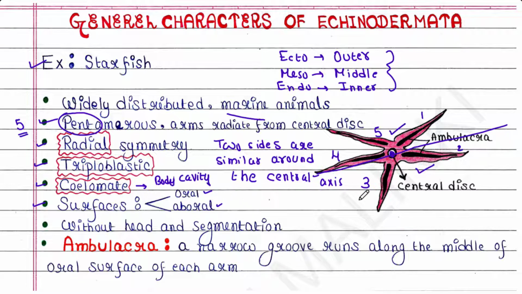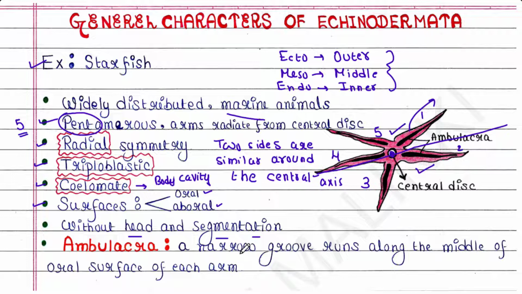Oral surface is this part that we can see in this picture, that is the upper surface of the body. Aboral surface is the lower surface of the body that we can't see in this picture because this is not the 3D picture. So aboral surface is present in the lower side of the body, and the visible side is the oral surface that we can see now. They do not have any head or segmentation.